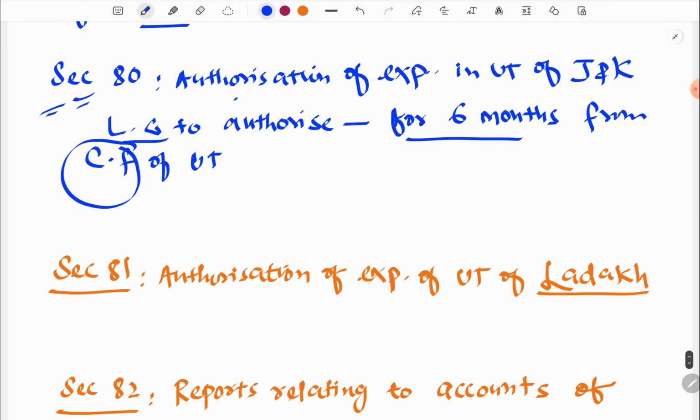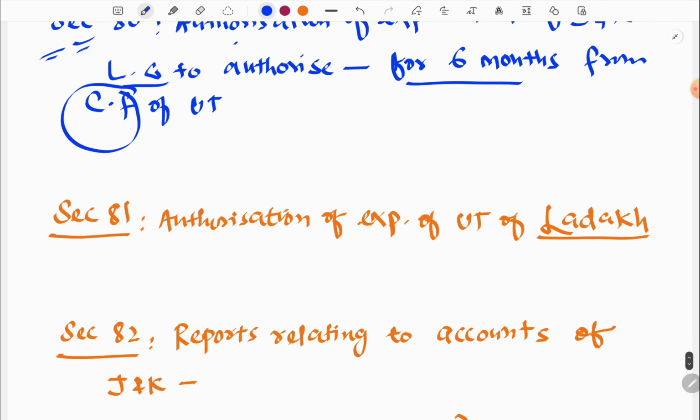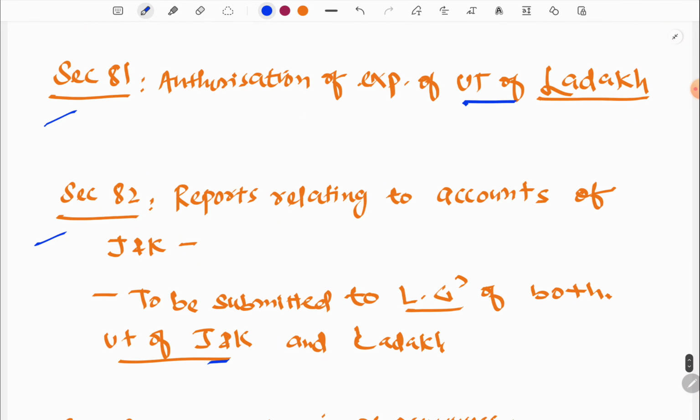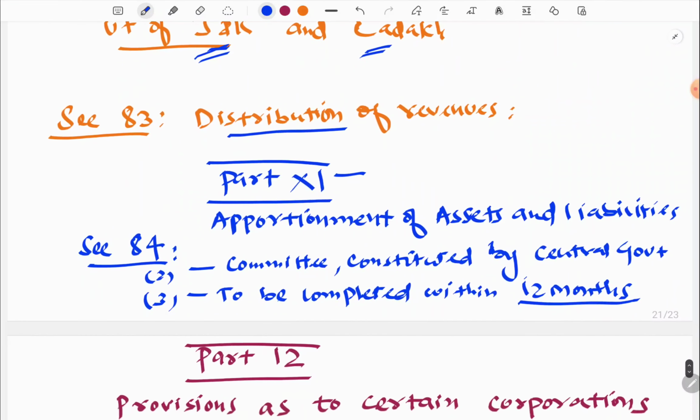Section 81 says the authorization of expenditure of the UT of Ladakh. The vice versa applies here to the UT of Ladakh. Section 82 deals with reporting related to accounts of Jammu and Kashmir. These accounting related reports have to be submitted to the Lieutenant Governor of both Jammu and Kashmir and Ladakh. Section 83 again deals with distribution of revenues.